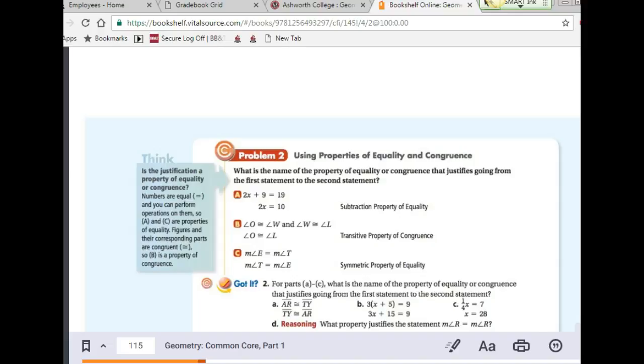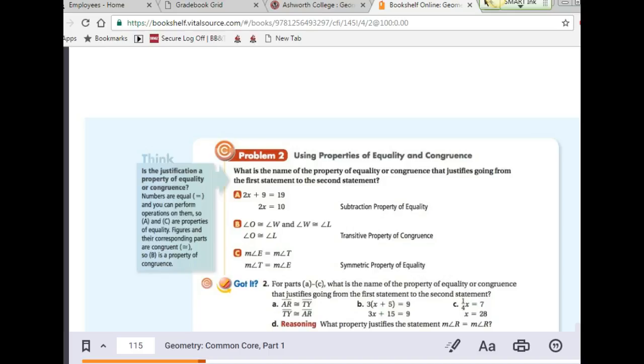Hello, we're looking at problem number 2 found in your geometry textbook, page 115. This is lesson 2-5, and it's talking about the reasoning that happens in algebra and geometry. Now, problem 2 here is saying what is the name of the property of equality or congruence that would justify going from the first statement to the second one.